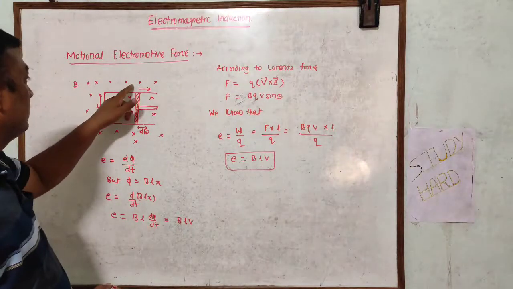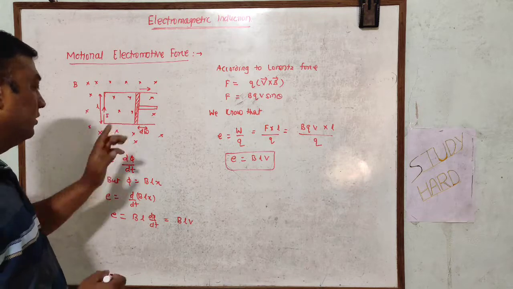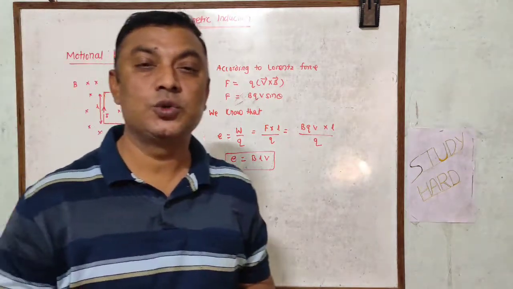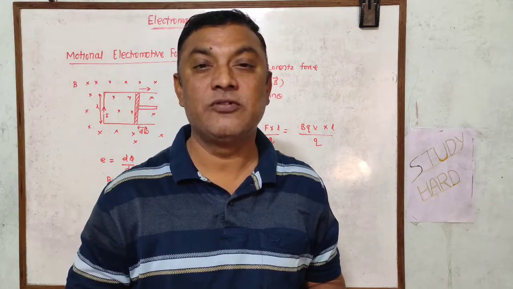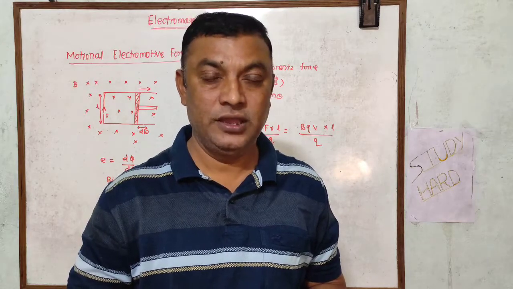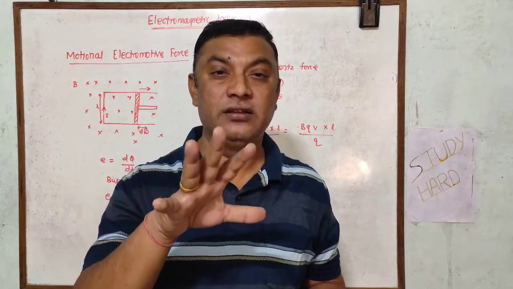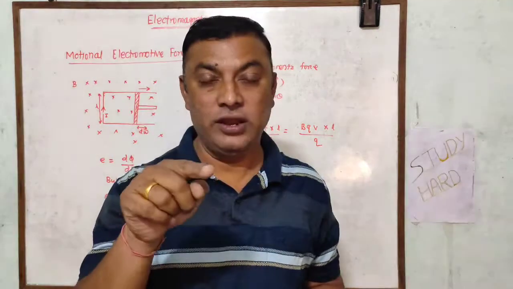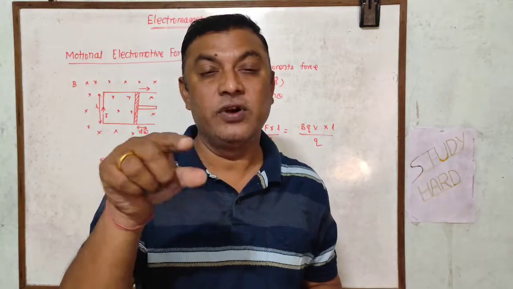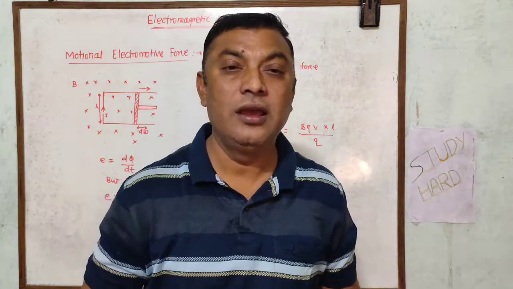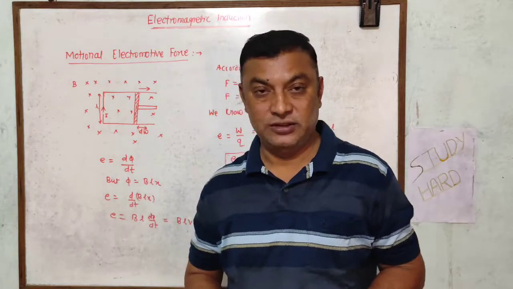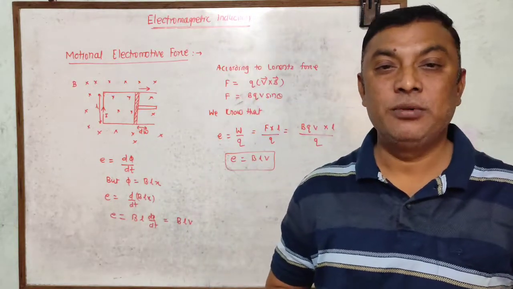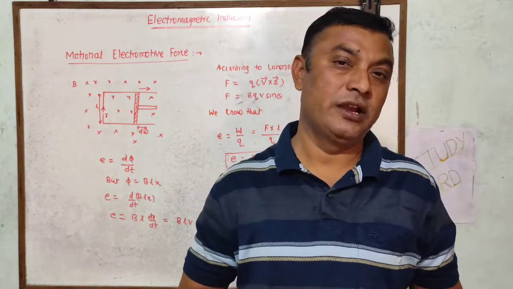Here these crosses that I am going to show represent the magnetic field, and inside the magnetic field is the rectangular coil, in which one part of the coil is movable and another part is fixed. This coil is kept perpendicular to the direction of the magnetic field.